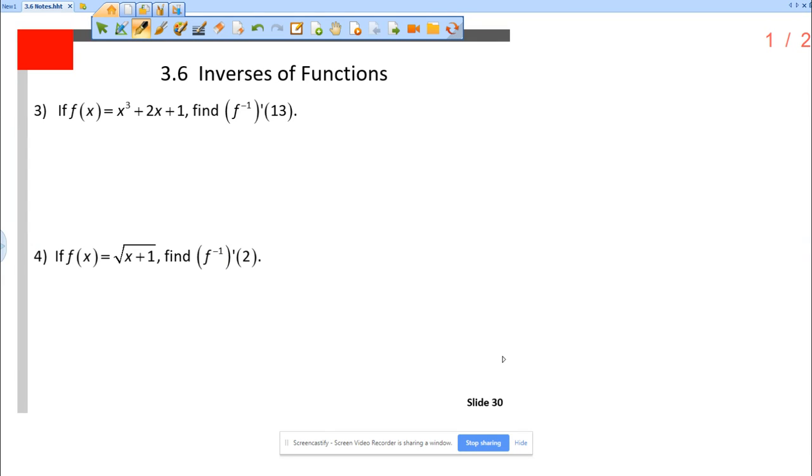This is the video for section 3.6 notes, slides 30 and 31. All right, so it says if f of x equals x cubed plus 2x plus 1, then find f inverse prime of 13. So we want the derivative of f inverse at x equals 13.